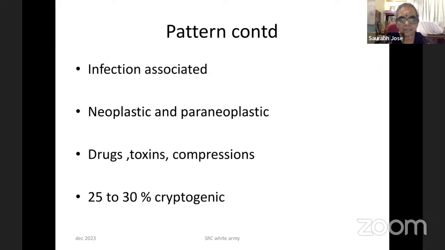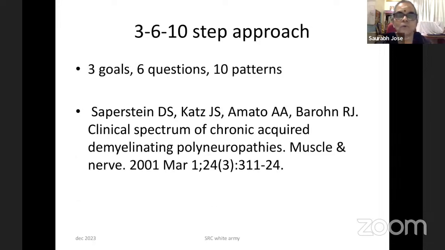And still, after all these questions and all this information gathering, 20 to 30% of neuropathies remain cryptogenic. That means we do not know the cause. But we have to make an attempt to know the cause in all the patients, for which there is a very interesting approach called the 3-6-10 step approach.